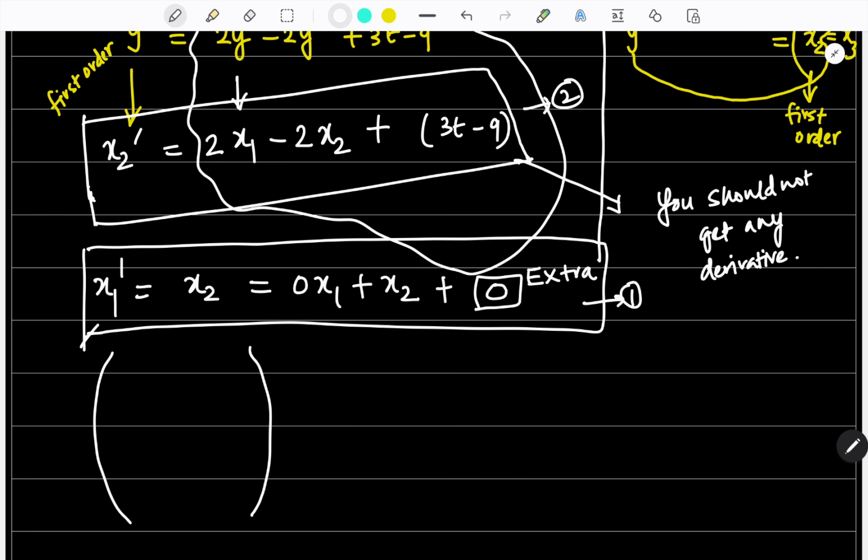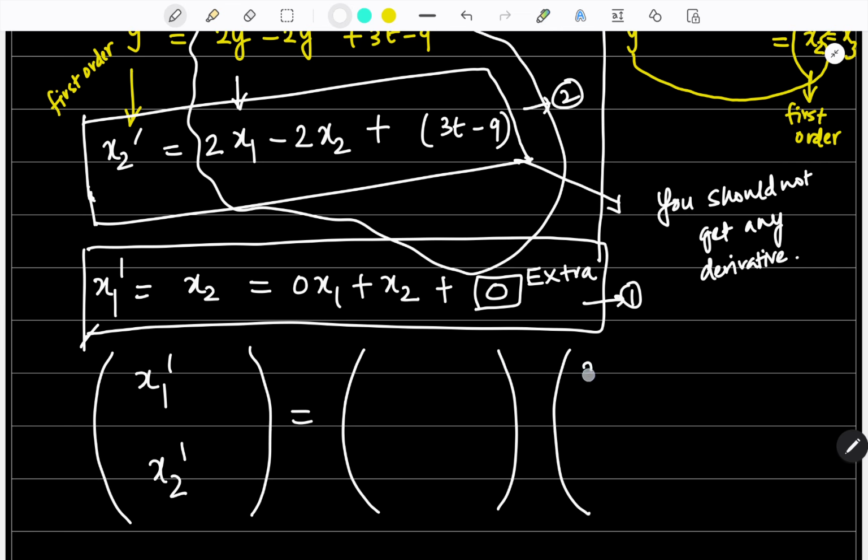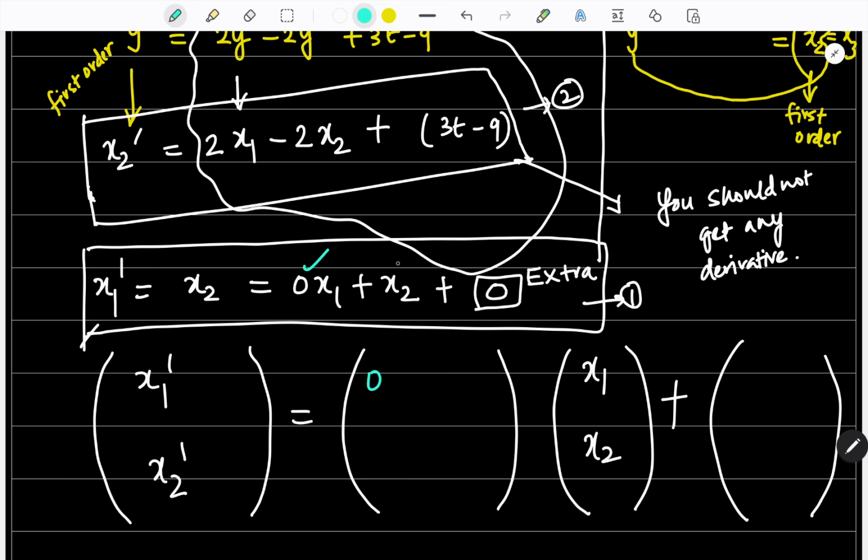Yes. Now, equation number 1 we are writing as x1 dash and this is x2 dash, equal to a matrix times the column matrix x1, x2, and then plus the extra forcing. Equation 1 gives 0 and 1. Equation 2 gives 2 here and minus 2 here. The extra forcing in the first equation is 0 and in the second equation is 3t minus 9.